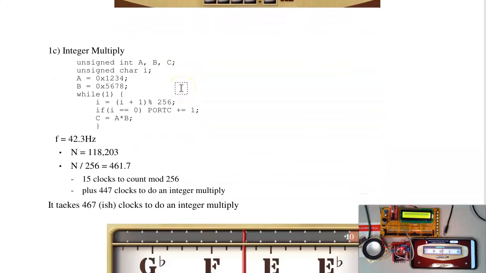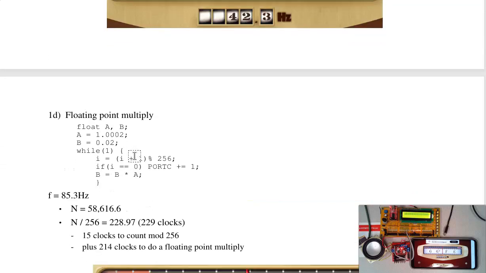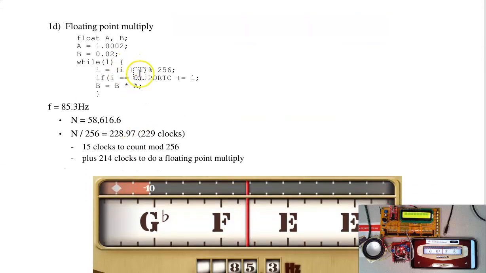How long does an integer multiply take? Well, let's try it. Let's multiply A times B, toggle RC0 every 256th loop, and I wind up with 42 Hertz. That means it takes about 461 clocks to multiply two 16-bit numbers. How about a floating point multiply? Floating point multiply takes 228 clocks.